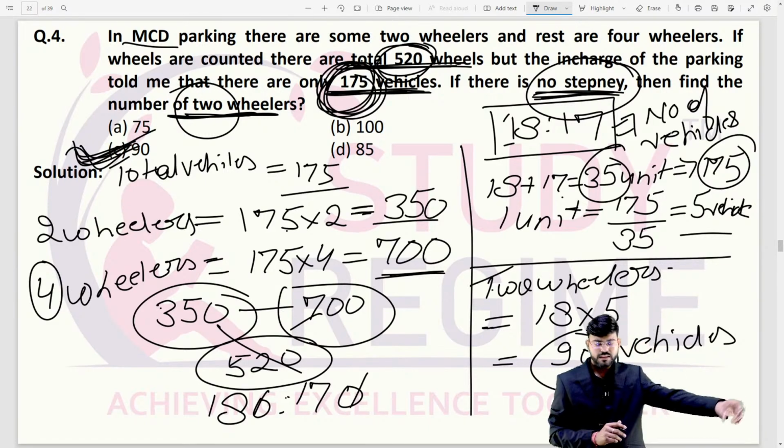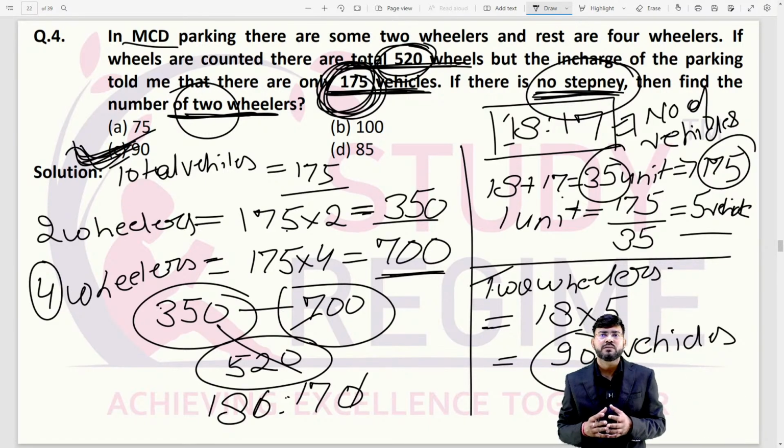Clear? In the parking, the total number of vehicles given was 75. So, I assumed that all were two-wheelers, then I assumed all were four-wheelers. I calculated the wheels when all were two-wheelers and all were four-wheelers. When we mix the wheels, we got 520. It was given in the question. We subtracted and got the ratio of the number of vehicles. Now we sum the values 18 plus 17, you got 35.